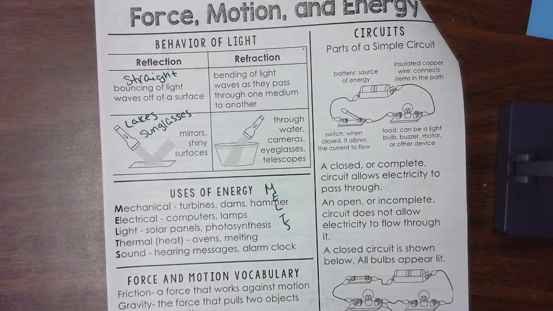Solar panels use light energy. Photosynthesis has to use light energy. Okay. Light energy can be produced by TVs. How about some alarm clocks? Can that produce light energy? Absolutely. What else can produce light energy? Computer screens, tablets, phones. Okay, good.